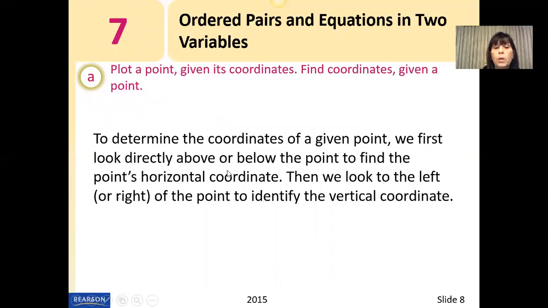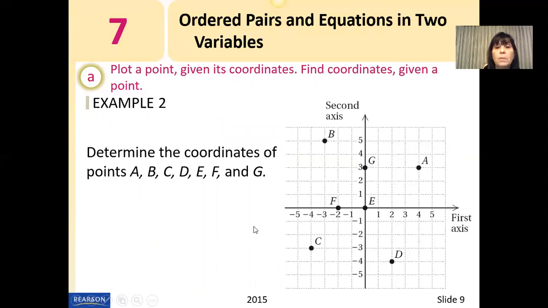To determine the coordinates of a point, you find the x value and the y value. So if you have points that you want to identify, you look first at the x coordinate and then at the y. Here's some examples.